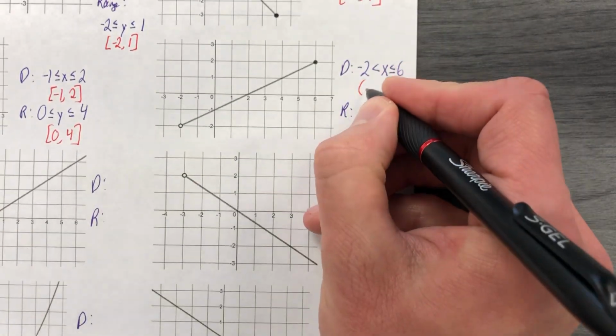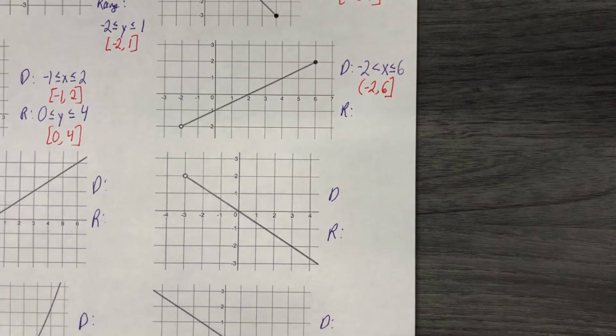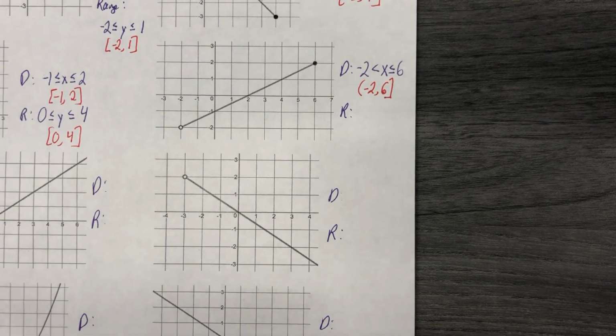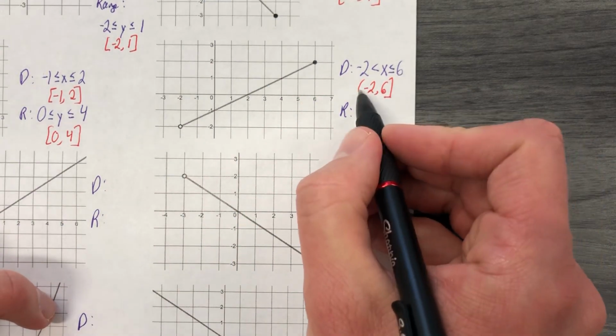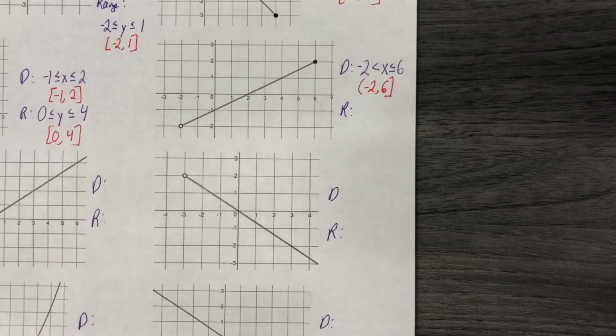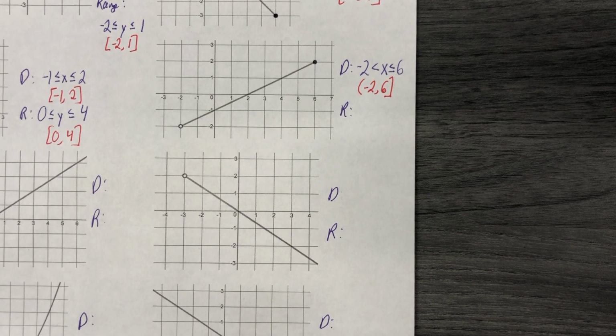So it does not include -2, and it does include 6. Brackets, braces, whatever. Okay, you're probably looking at this thinking, what happens if you have an open circle on both ends and you have -2, 6 with the parentheses on both sides? Doesn't that look like a coordinate? Yeah, it does. So you really have to look at the context to see exactly what you're dealing with.